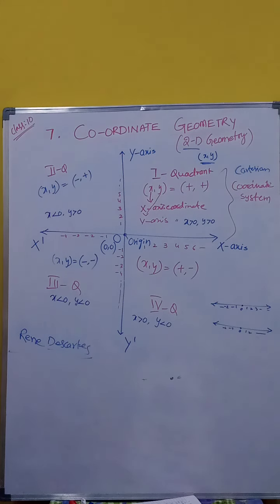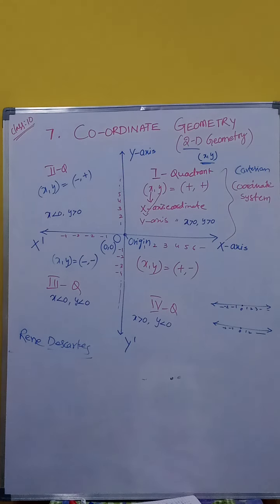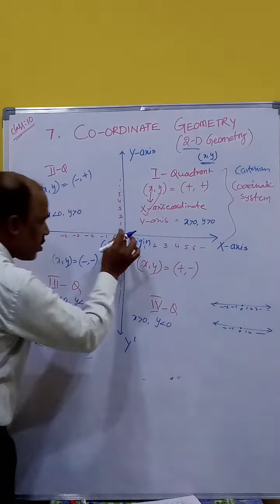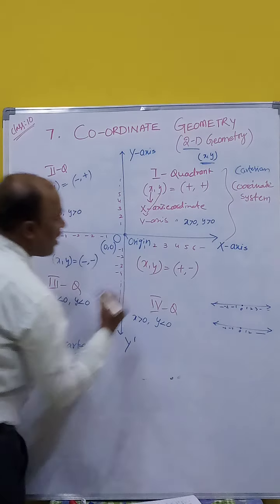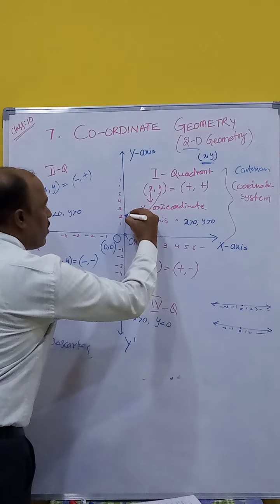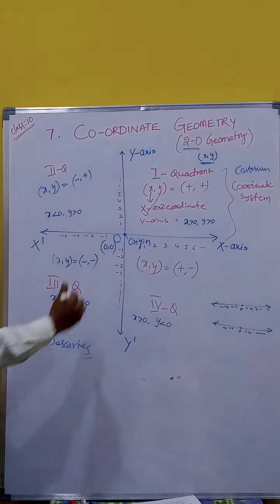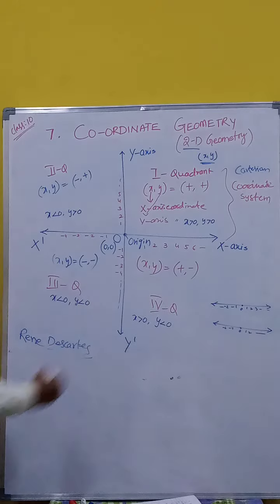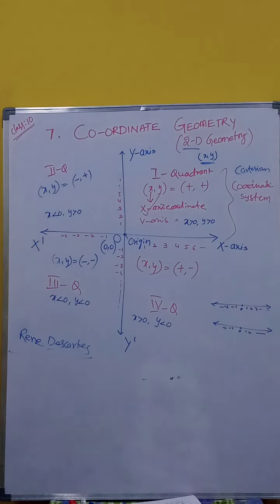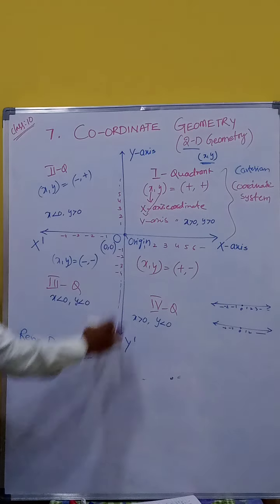The distance of a point from the x-axis is called the y coordinate. Suppose this whole horizontal line is the x-axis. From here to this distance, 1, 2, 3, 4, 5, and downside minus 1, minus 2, minus 3, all this is called the y coordinate. Clearly, the distance of a point from the x-axis is the y coordinate.